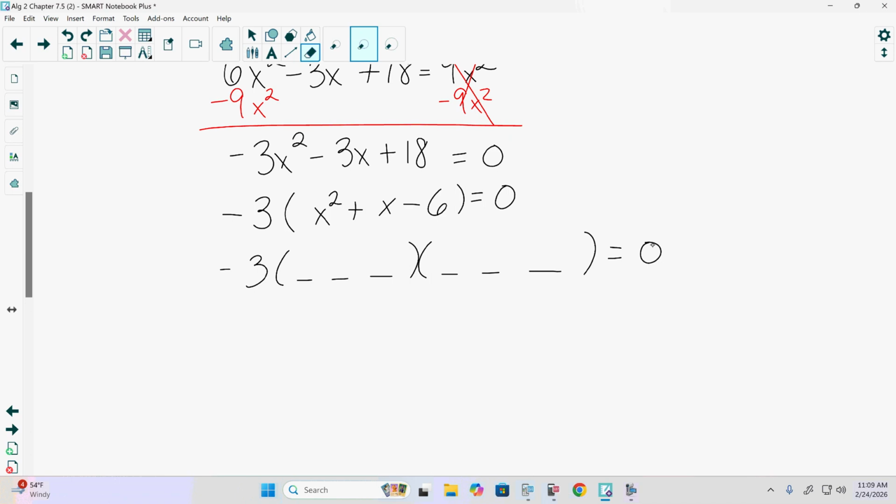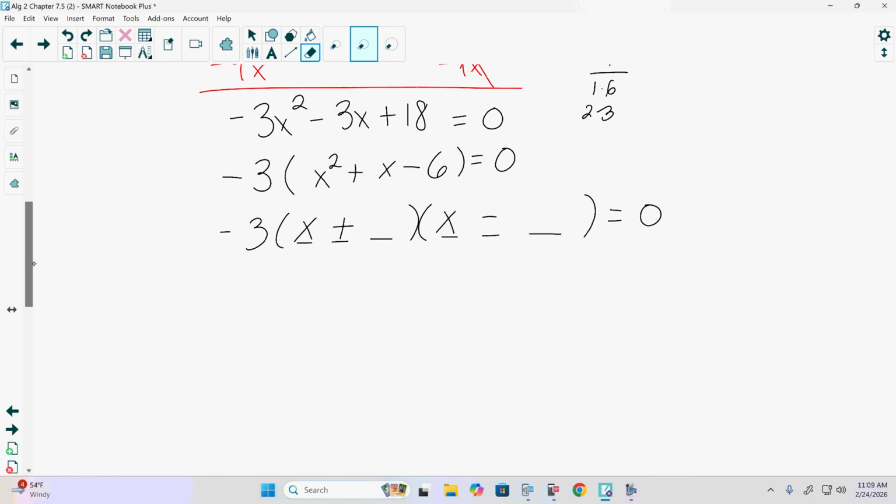Two sets of parentheses with 3 spaces. Since the third term is negative, our signs are opposite. Factors of x squared are x and x. Factors of 6 are 1 and 6 or 2 and 3. Which ones do we want? 2 and 3, which one do you want positive? Well, we just pick one.